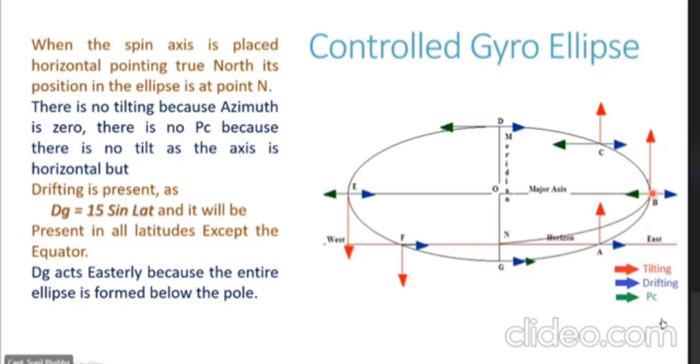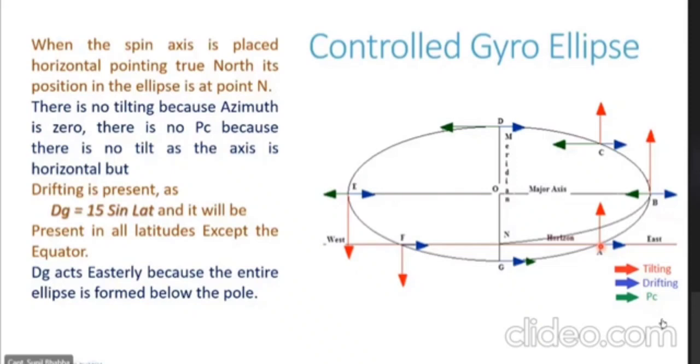So you can see now, under the balance of these three forces, the spin axis starts to trace this elliptical path. As it goes below the horizon here, below point F, we see that easterly drifting and easterly control precession, they are both pulling it in the eastward direction. So the motion from foxtrot to golf to alpha is quite fast, as the easterly drifting and the easterly control precession both are pushing it in the easterly direction.